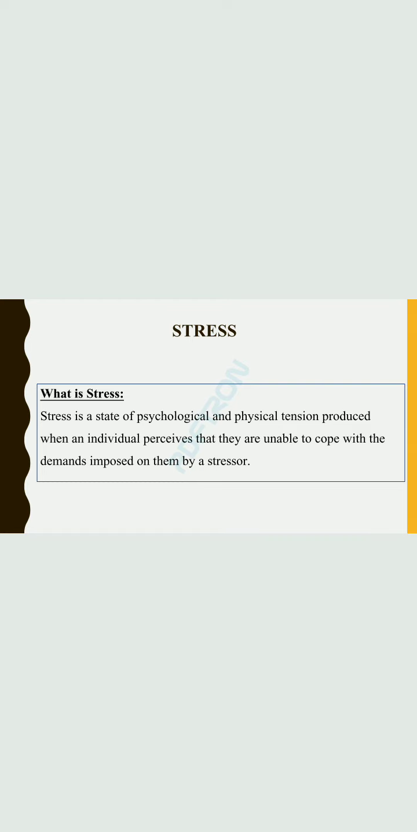Stress is basically a state of psychological and physical tension that is produced when an individual perceives that they are unable to cope with the demands imposed on them by a stressor. Any kind of psychological or physical stress that we face in the form of psychological or physical symptoms, in different types of situations in which we are unable to cope with different levels of stress or different demands or expectations, that is called stress.